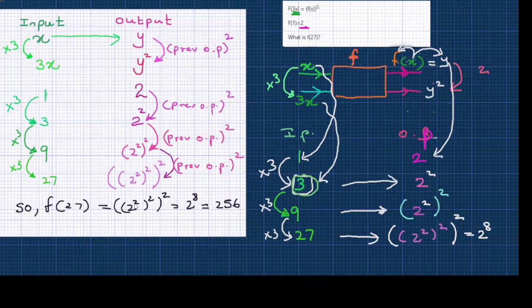So when the input is 27, when we put 27 into this machine F, what's going to come out is 2 to the power 8, which is 256.